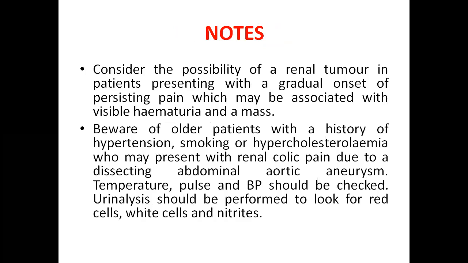Always consider the possibility of renal tumor in a patient presenting with gradual onset of persistent pain, which may be associated with visible hematuria and a mass. Beware of older patients with a history of hypertension, smoking, or hypercholesterolemia who may present with renal colic-like pain due to a dissecting abdominal aortic aneurysm. So temperature, pulse rate, and blood pressure should always be checked. Urine analysis should be performed to look for red cells, white cells, and nitrites.